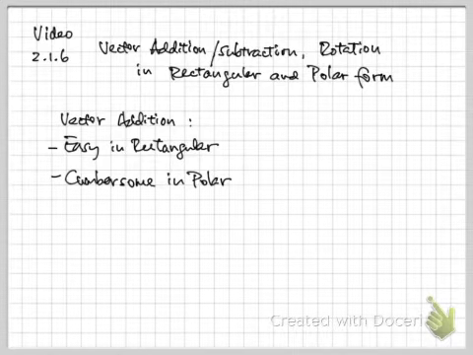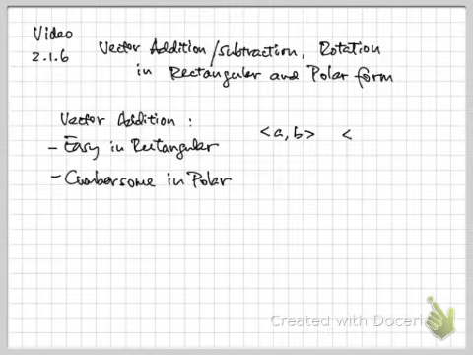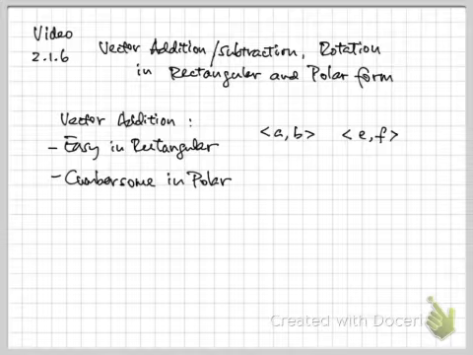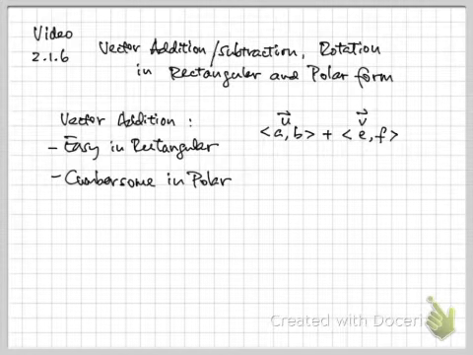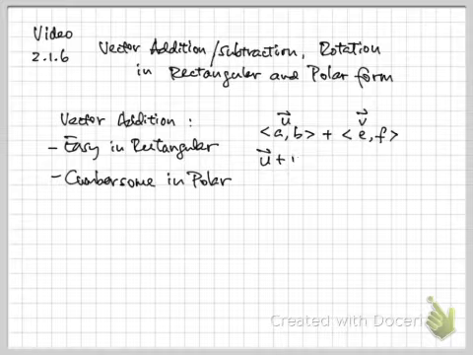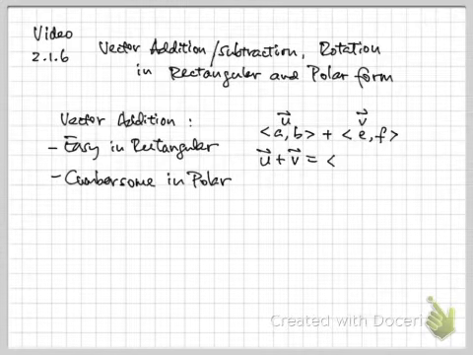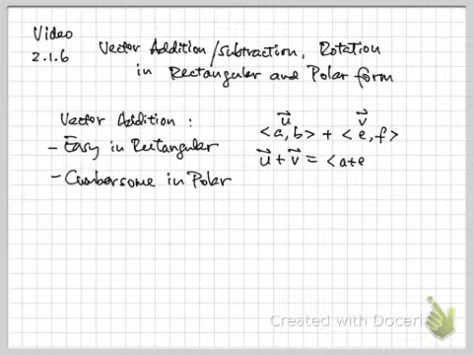Addition is very easy in rectangular. So let's say you have two vectors, a comma b, and another vector, e comma f. If you want to add them together, let's call this u and this v. So u plus v is simply adding the respective components together: a plus e, comma, b plus f.